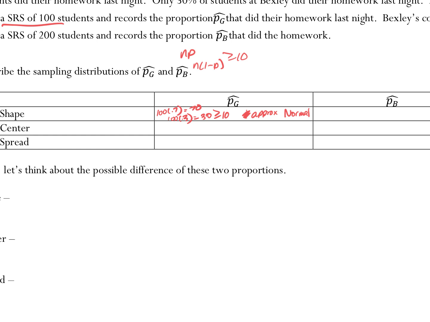Okay? What about the center of those P hats? What would that be? 0.7. It matches whatever that population proportion is. Okay? And the standard deviation of the P hats? Technically, these are P hat G, by the way. What would that be? We have to do that fancy square root formula. Eventually that will flow. You haven't used it enough yet that it's going to just flow for you, but it will, I promise.